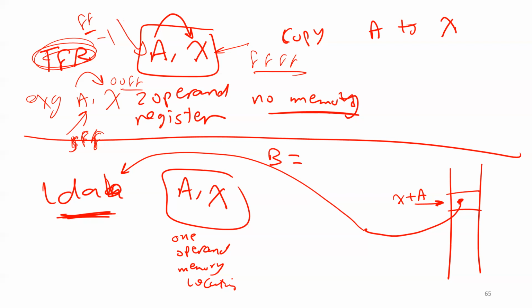So for example, if A is storing FF, meaning -1, I still want to get -1 in register X. To do that, I'm going to repeat the sign bit, which is 1. So X here should be FFFF, which is -1. If you put 00, it's going to be 255. You understand it?